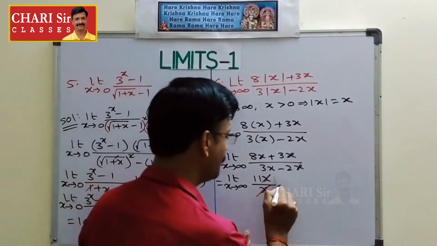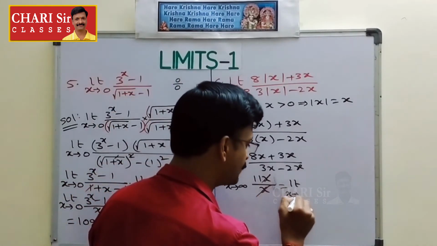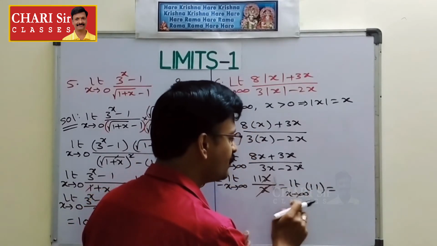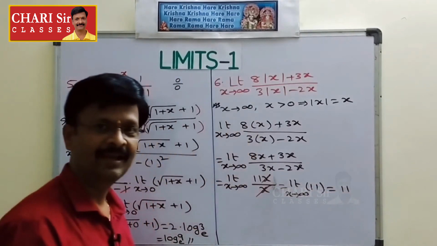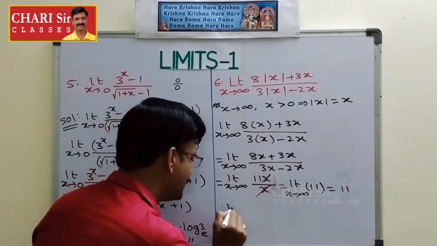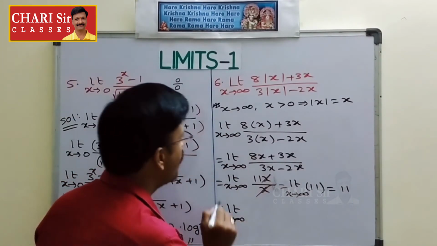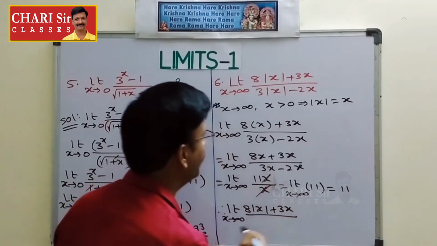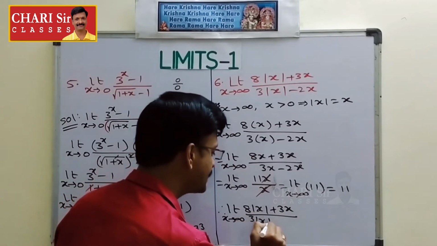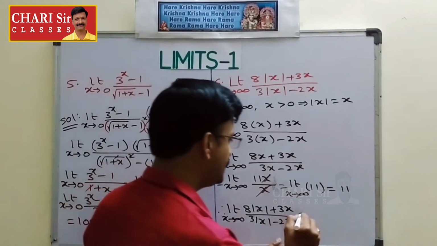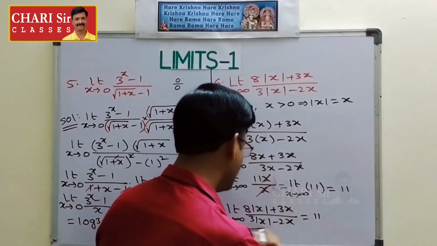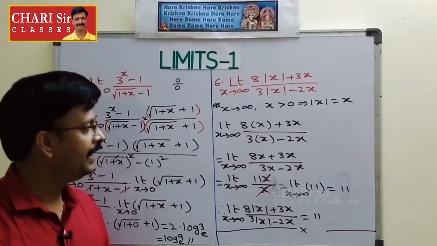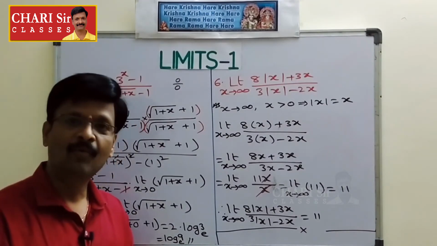So what is the final term? That is limit x tends to infinity of 11. It is a constant function, so limit x tends to infinity of 11 is nothing but 11 only. Now we can write the final answer: limit x tends to infinity of (8 modulus of x plus 3x) by (3 modulus of x minus 2x) is equal to 11. This is the limit of the given function. Like this we can easily solve limit questions, very important for our board exams.